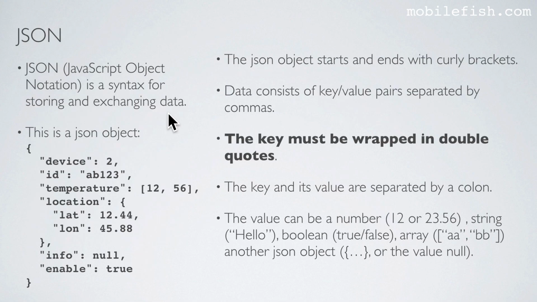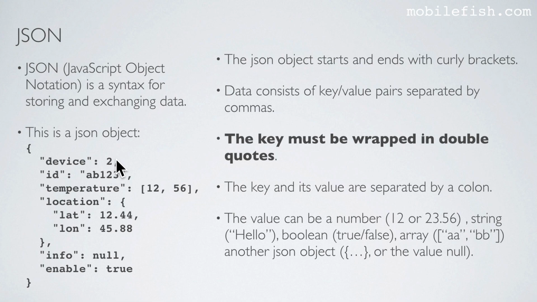JSON stands for JavaScript Object Notation, and JSON is a syntax for storing and exchanging data. Here is an example of a JSON object. The JSON object starts and ends with curly brackets, here and here. Data consists of key value pairs separated by commas. These are key value pairs and separated by commas. The key, that's this key, must be wrapped in double quotes. Double quotes. Key and value are separated by a colon.